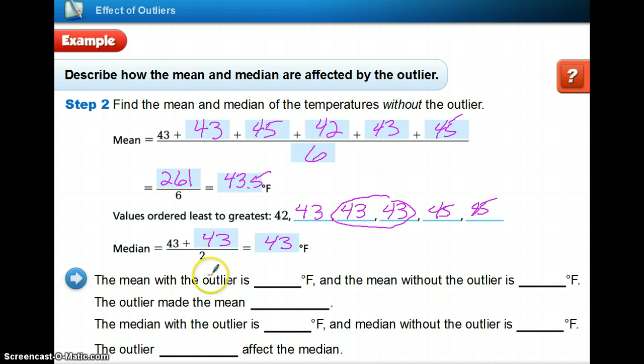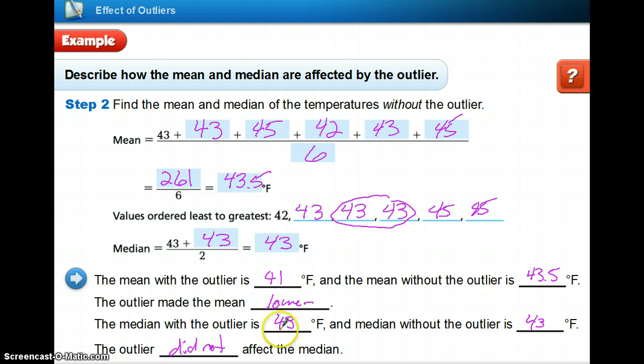So the mean with the outlier, if we remember, was 41 degrees. And the mean without it is 43 and a half. So it changes it by 2.5 degrees. The outlier made the mean lower. And the median with the outlier is 43, and without it, it was 43, so it didn't affect the median.